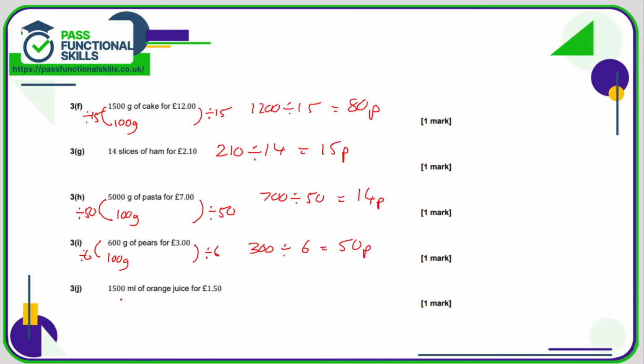1500 millilitres of orange juice costs £1.50, so 100 millilitres, that is 15 times less. If you're not sure, then just on your calculator, just do 1500 divided by 100, you get the answer 15. So if it's 15 times less orange juice, then it's going to cost 15 times less as well. And £1.50 or 150 divided by 15, that is 10p. So it's going to cost 10p per 100 millilitres.